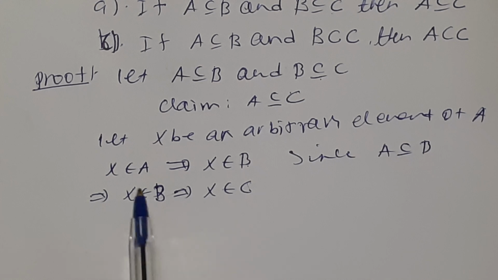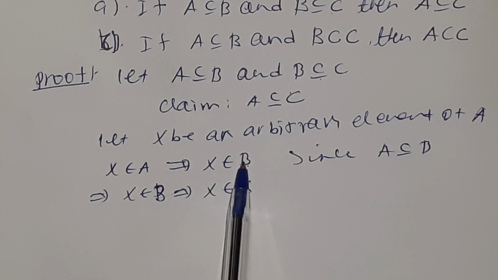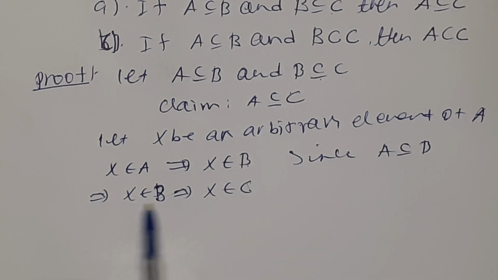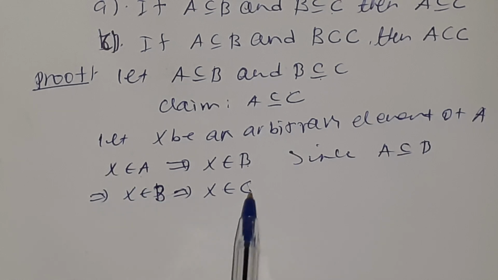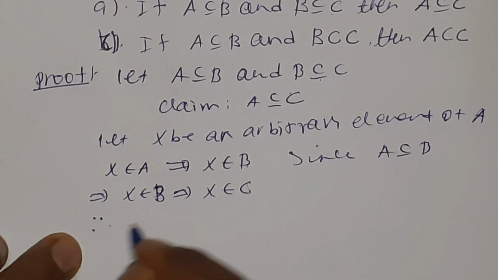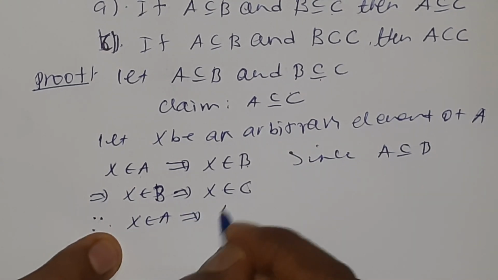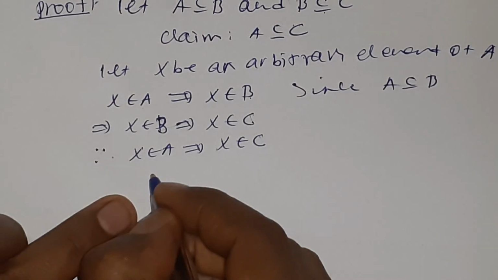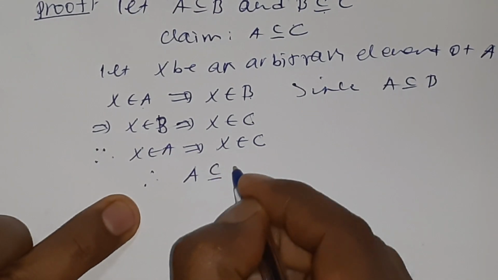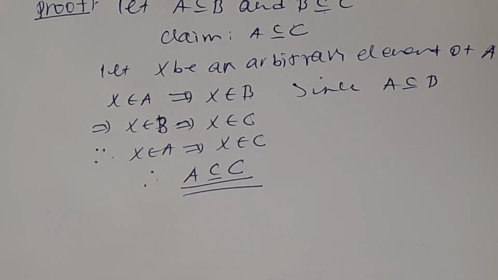So as we clearly observe here, every element of A is an element of B, and every element of B is also an element of C, so every element which is an element of A is an element of C. Therefore, for every X an element of A, this implies X is an element of C. And this is the property for A to be a subset of C. We can consider this transitivity.